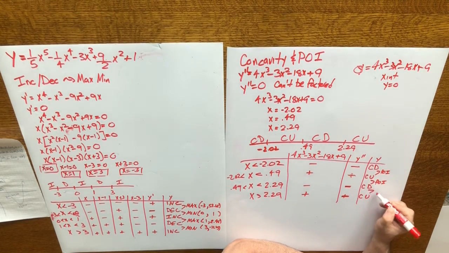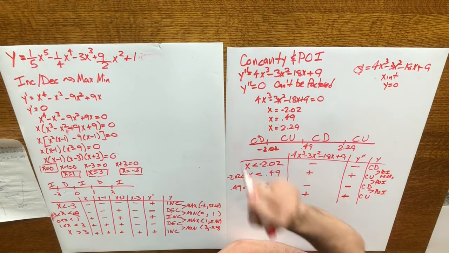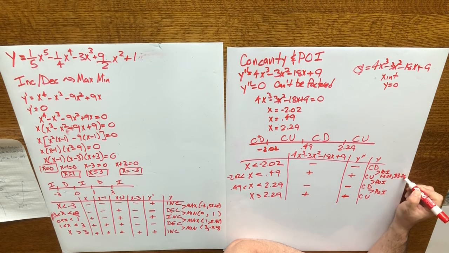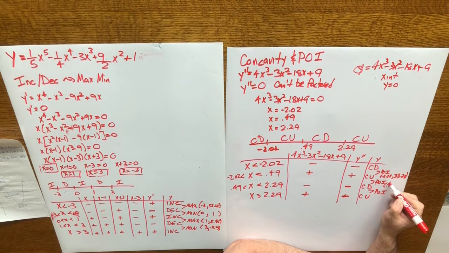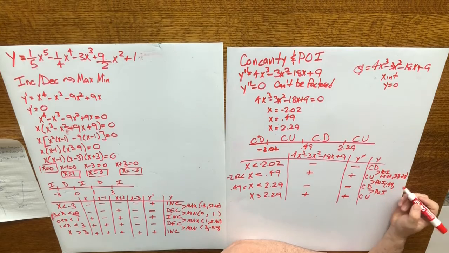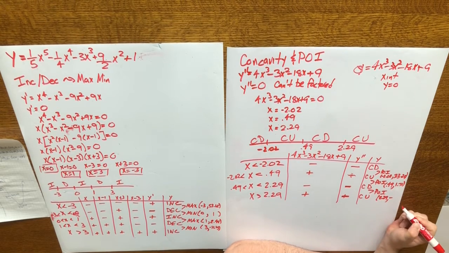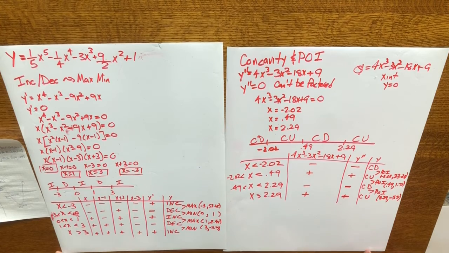POI, POI. So the first one occurs at minus 2.02, comma, and you plug that into the original function, and you get 33.20. And you can type those in yourself in Desmos. 0.49, comma, 1.71. And then 2.29, negative 5.71. I'm not 100% confident of my numbers there, but that's what we have.